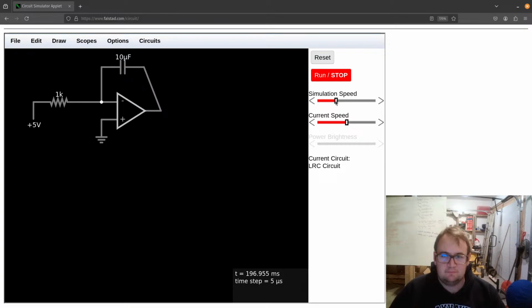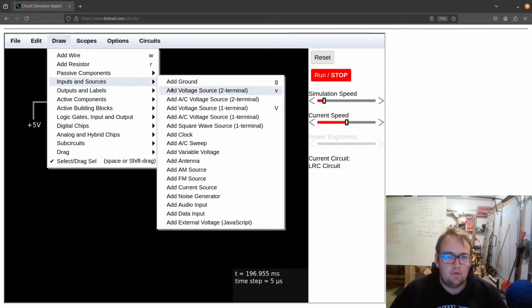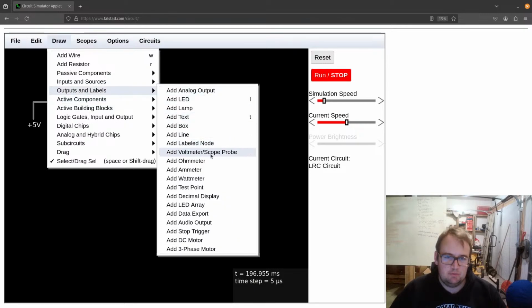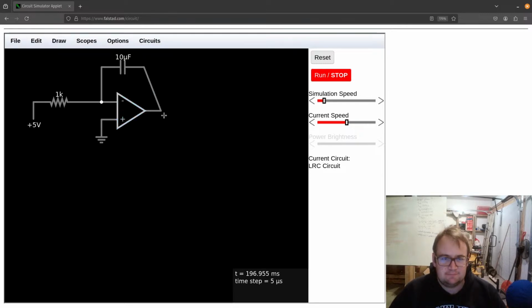I'm going to slow the simulation speed right down. Draw a test point here. Inputs and sources. Where'd my test point go? Oh, wait, it's outputs and labels. That's right.